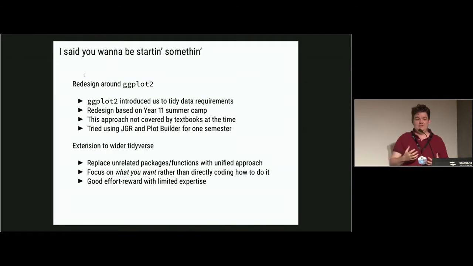So we had to redesign the unit. We redesigned it around ggplot2. Ben Fitzpatrick, who's now moved on to Switzerland, gave us this initial idea. This was based on the work of Samuel Choi and Ben doing a Year 11 summer camp. We had some high-achieving high school students who came to QUT to do some science, and we had to teach them how to do statistics in a computing environment. So this formed the basis of the redesign.